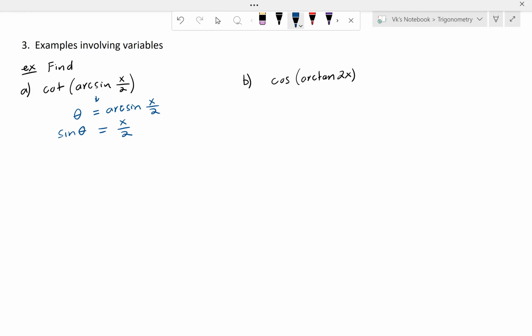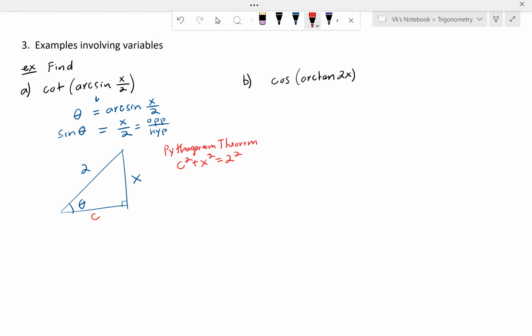Well, we know the angle is defined inside the right triangle. This is the angle theta. Sine is opposite over hypotenuse, so the opposite is x, hypotenuse 2. And then from there, using the Pythagorean theorem, the adjacent side is c. c squared plus x squared is 2 squared. c squared is 4 minus x squared, so c is root of 4 minus x squared.